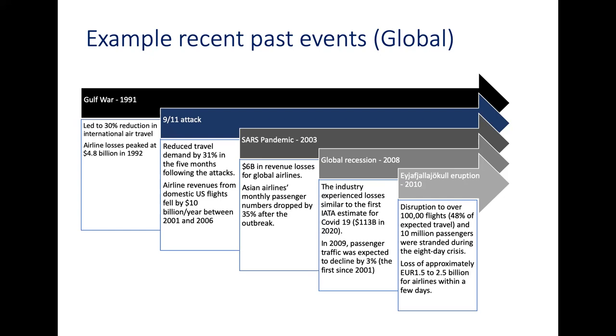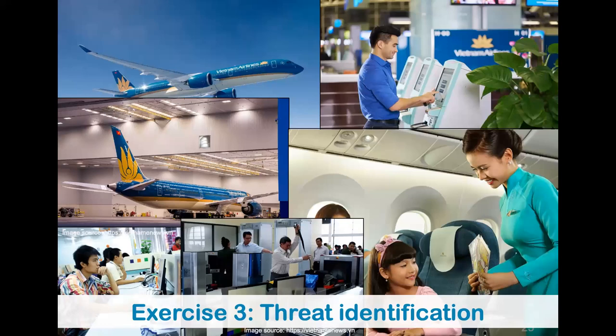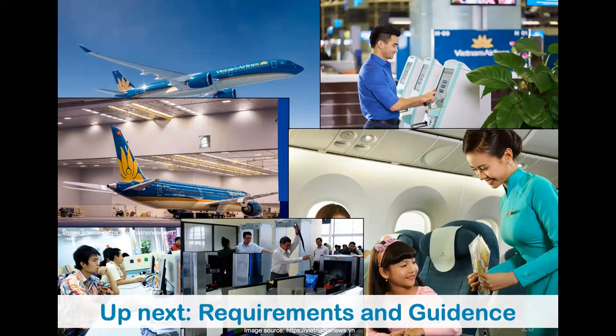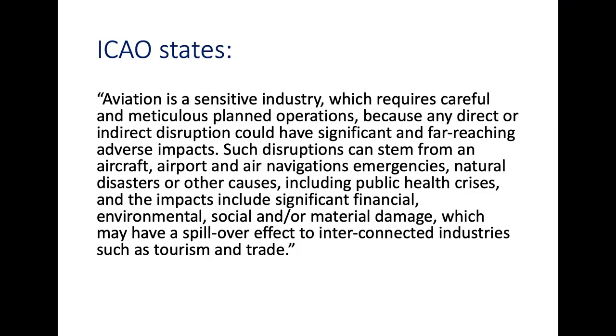So the next slide was... I was going to suggest another exercise, but we've done two exercises now, so I think we'll skip this one and move on to some requirements and guidance that's available to airlines. This is formal guidance and formal requirements that are laid down on us as an airline. So first is ICAO.